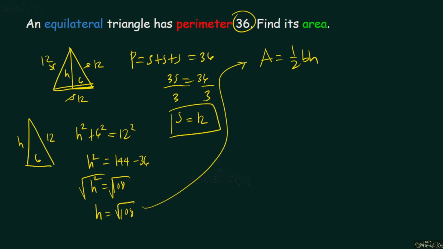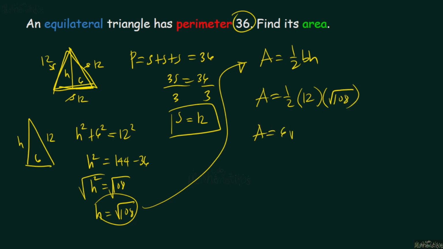So substitute it here. We have the area is equal to 1/2. The base is 12. And the height, for this triangle here, is the square root of 108. So the area of that equilateral triangle is equal to 6 square root of 108 square units.